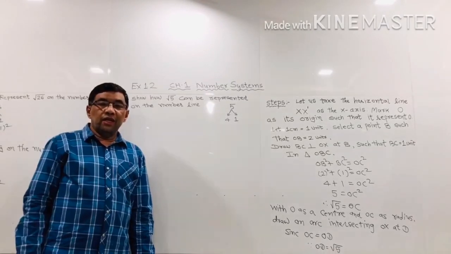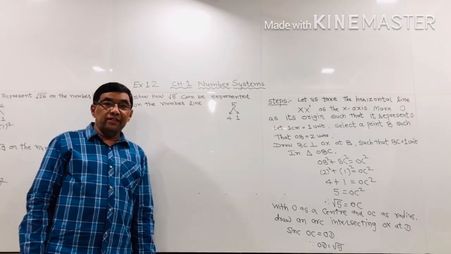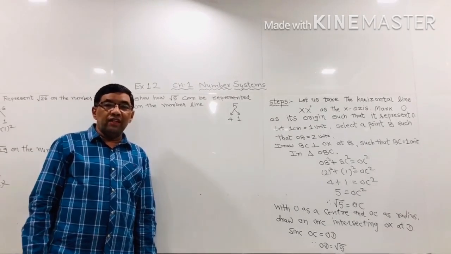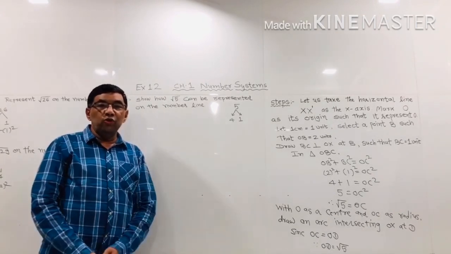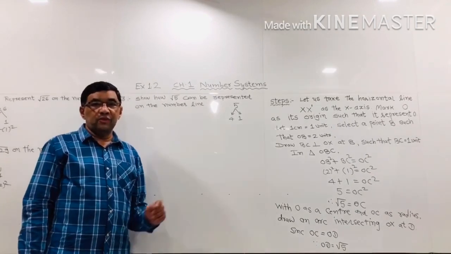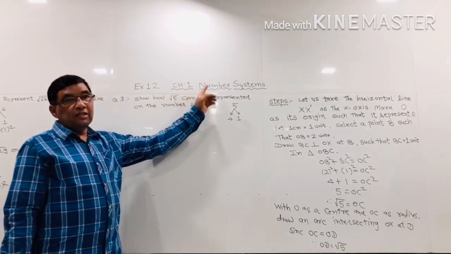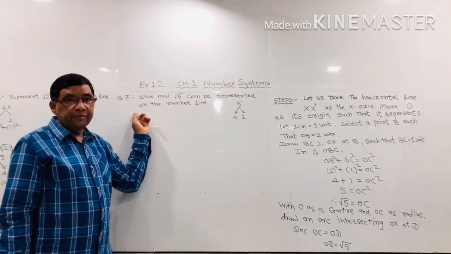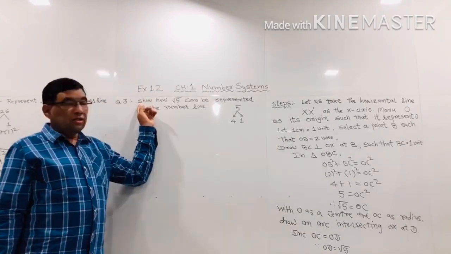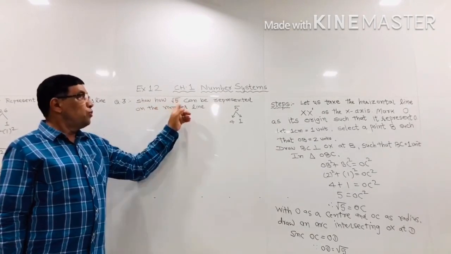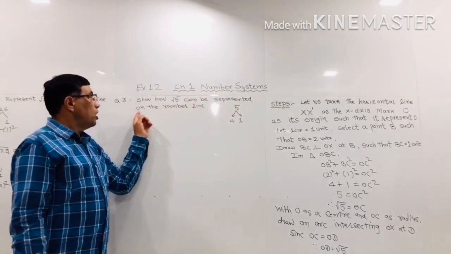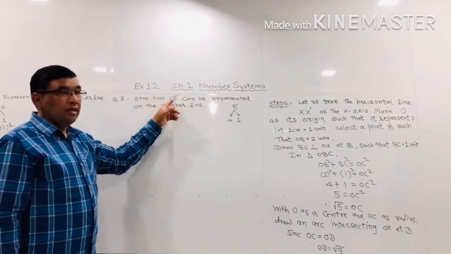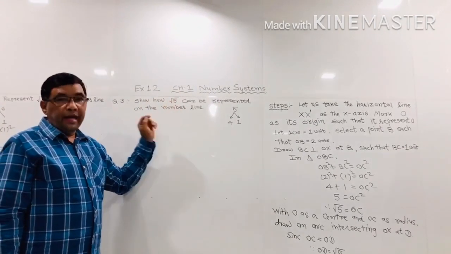Hello students, in the last video we finished exercise 1.2 question number 2. Today we start with exercise 1.2 question number 3. So let us start chapter 1, number system, exercise 1.2 question number 3. The question is, how can root 5 be represented on the number line? So students, here we have to represent root 5 on the number line.